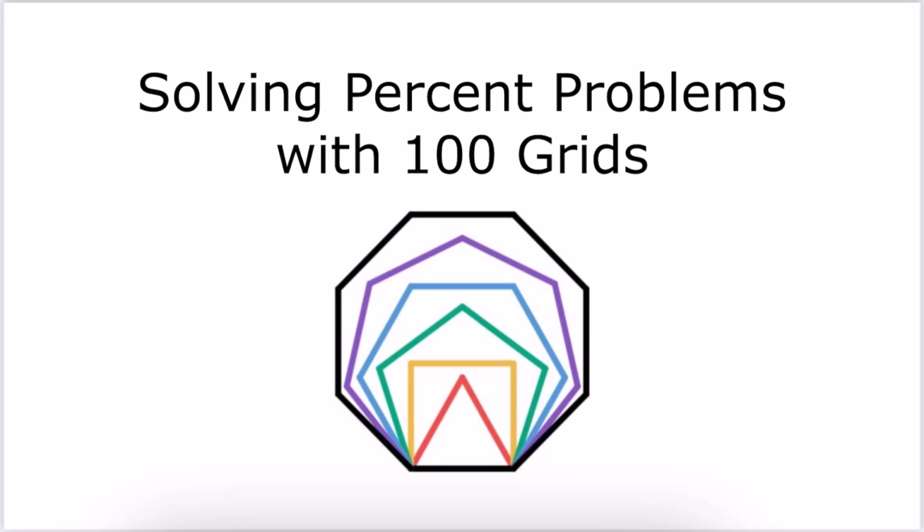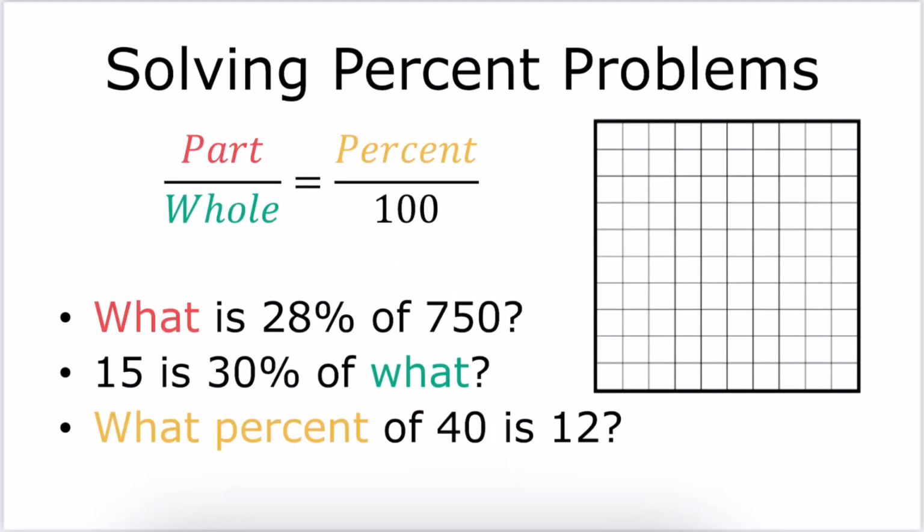Everybody, in this video, we're going to be talking about how to solve percent problems with 100 grids. As a reminder, a percent is a standardized ratio that always has a denominator of 100, and there are three types of percentage word problems that you can have. You can have a missing part, a missing whole, or a missing percent.